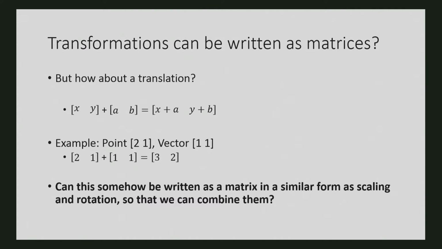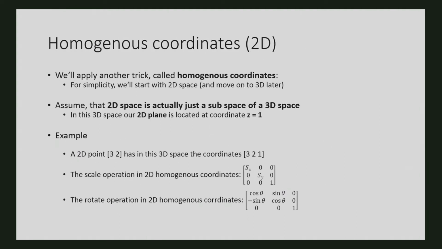So, we know from before that a translation, which is moving a point, is just a point plus a vector, and it will end up somewhere else. So we got a point, we got a vector, and we can add x with A and y with B, and we get a result. The question is just, can we somehow represent this in a matrix so that we are able to combine these transformations? And this is where your question comes in. Can we somehow do this? And the answer is yes, of course, with a mathematical trick.